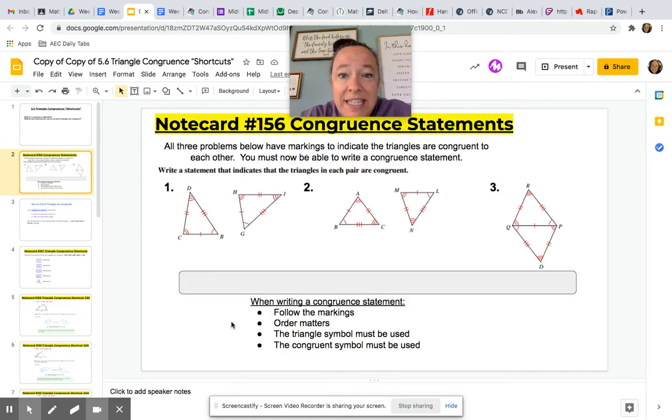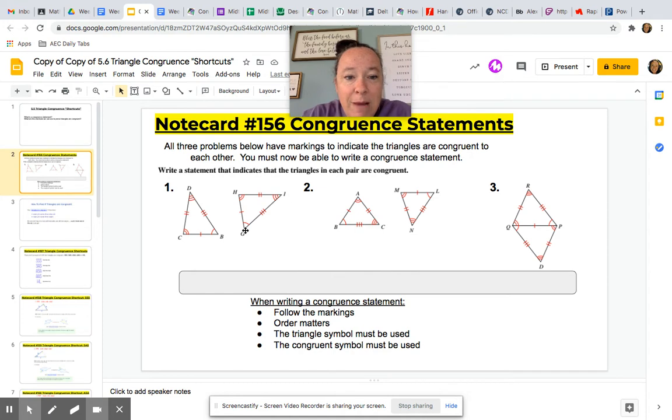Note card 156, congruent statements. There are 3 problems here, but here are the main things I want you to realize before we start. When writing a congruent statement, you need to follow the markings. Order matters, and the triangle symbol must be used, and the congruent symbol must be used. All 3 problems below have markings to indicate the triangles are congruent to each other. We learned this in the Thursday website that you went to.